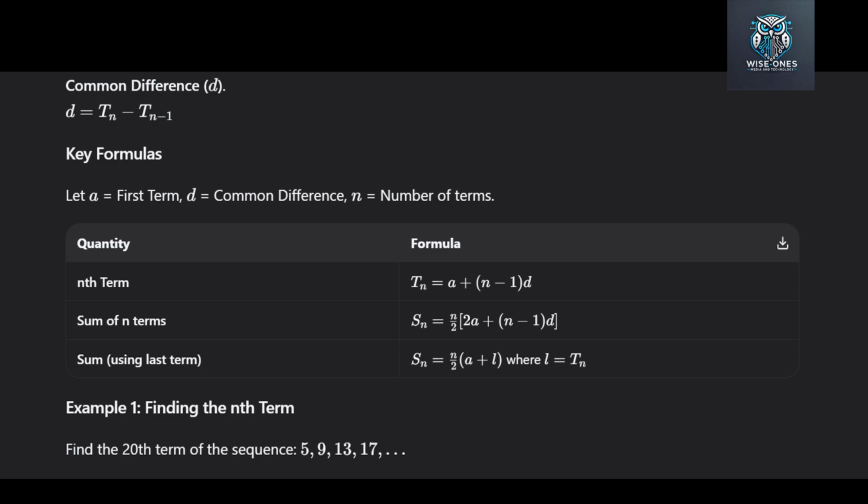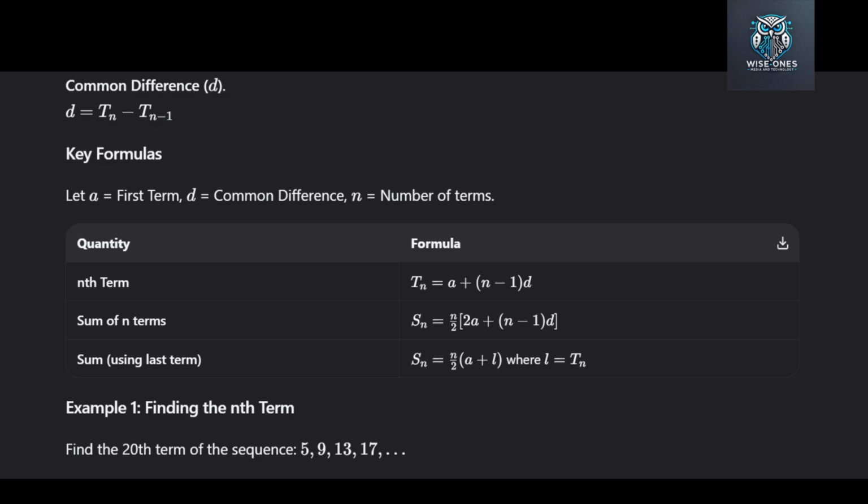The second formula is for the sum of n terms. S sub n equals n over 2 multiplied by open bracket 2a plus open bracket n minus 1 close bracket multiplied by d close bracket. This tells you the total if you add up the first n numbers.